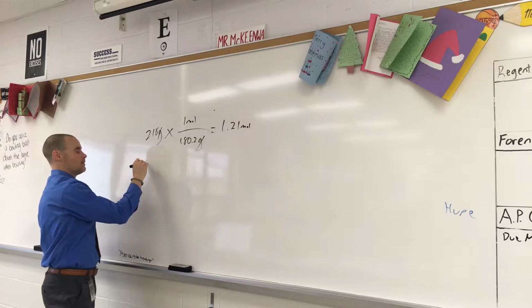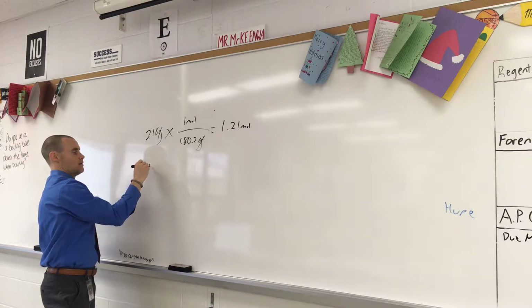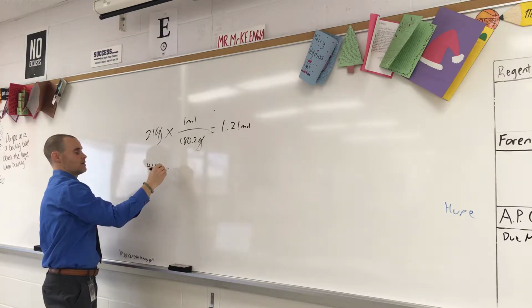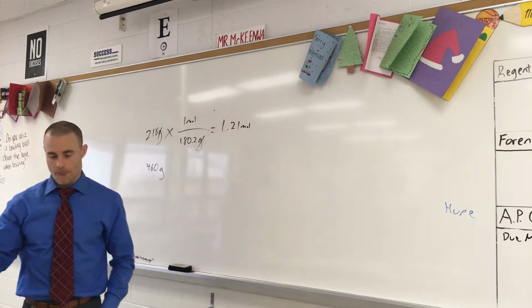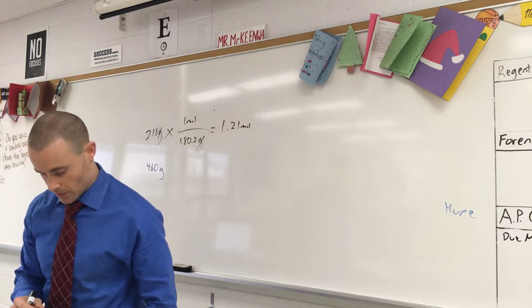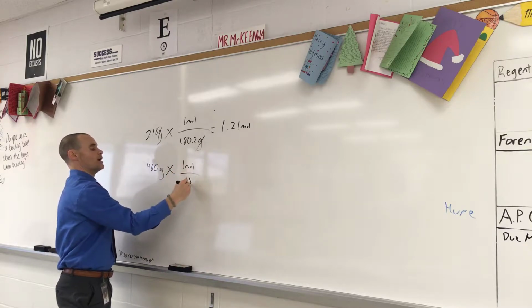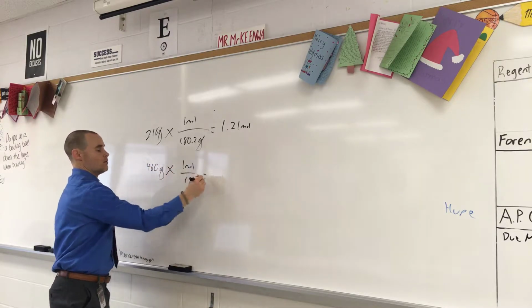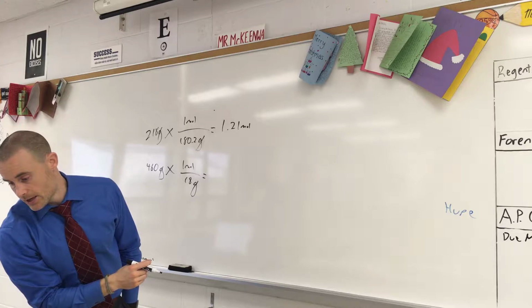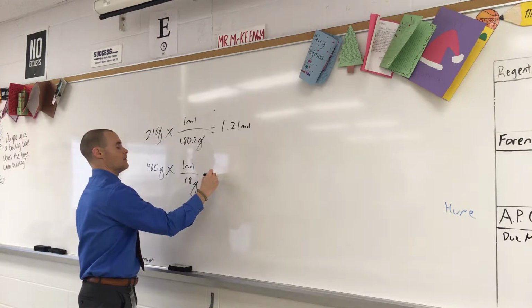How much water do we have? 460 grams, which is grams because the density of water is 1 gram per milliliter. Okay, so 460 grams times 1 mole over 18 grams. So moles of water, we get 25.5.